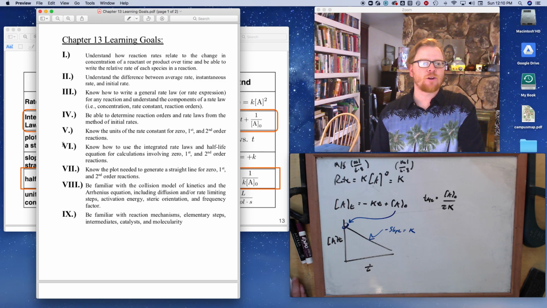And then this learning goal here, number 6, know how to use all of these things. That's going to be the subject of another video. I'm going to have a problem solving video, and I think I'm just going to make it only problem solving. And so that will cover this one. And then look, even this learning goal right here: know the plots needed to generate a straight line for zero, first, and second order.